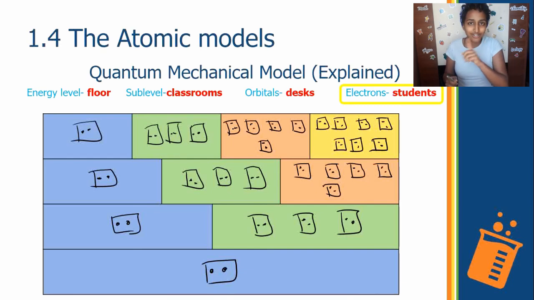So electrons aren't always sitting at their desks. They like to move around too. But the quantum mechanical model and this school model tries to show you that these electrons should be at their desk. These electrons should be at their orbitals, in their respective classrooms, in their respective floor. So I hope this analogy helps you understand a little bit what the quantum mechanical model is. You might have to relook at it again, and if you want to use the table, you can use that too, or come up with your own analogy too to help you understand the quantum mechanical model.